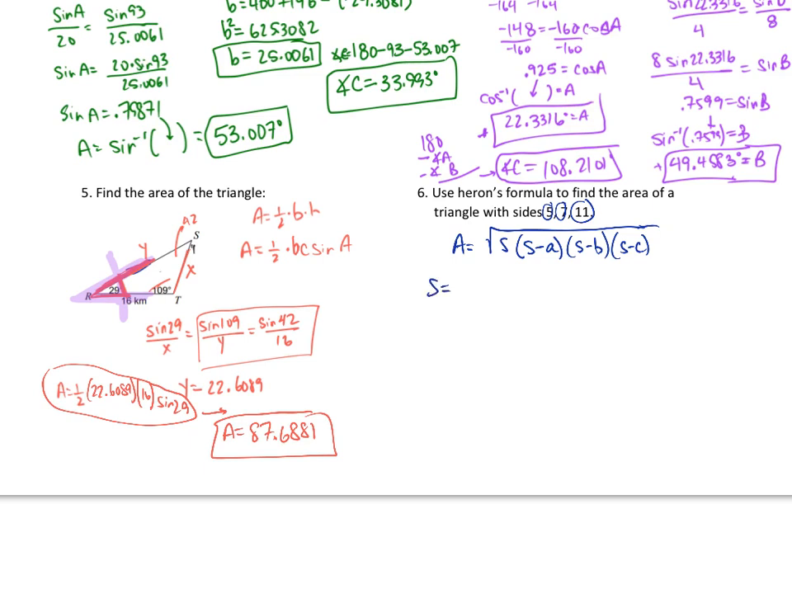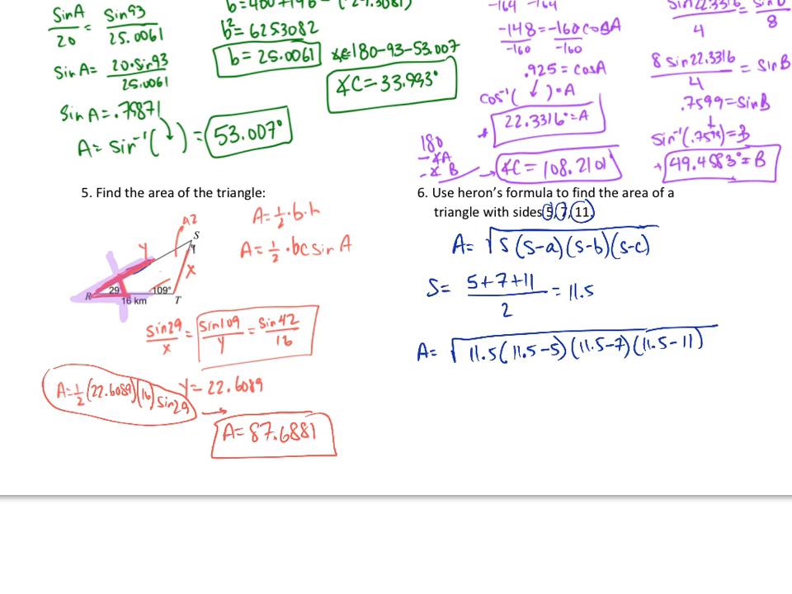Well, what does s mean? s is the semi-perimeter, which means I need to add up these 3 sides. That's the perimeter, and I need half of it. So adding these up, I get 5 plus 7 plus 11. That comes out to be 23. Divide that by 2, and I'll get 11.5. So the area comes out to be the square root of 11.5 times 11.5 minus 5 times 11.5 minus 7 times 11.5 minus 11. And we work all this out.